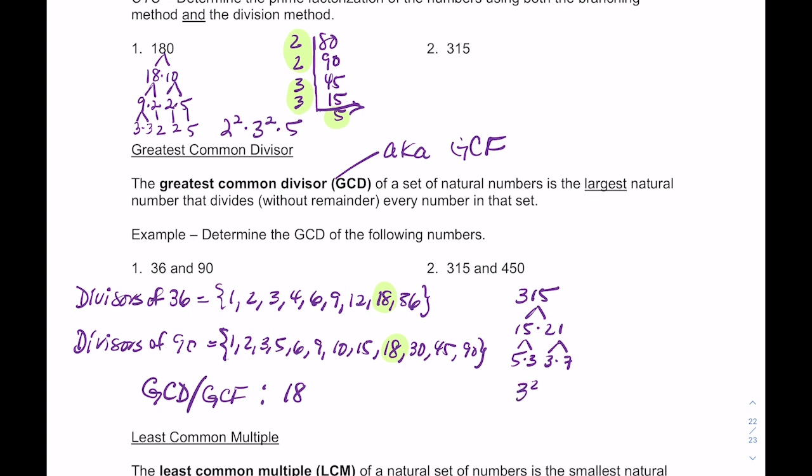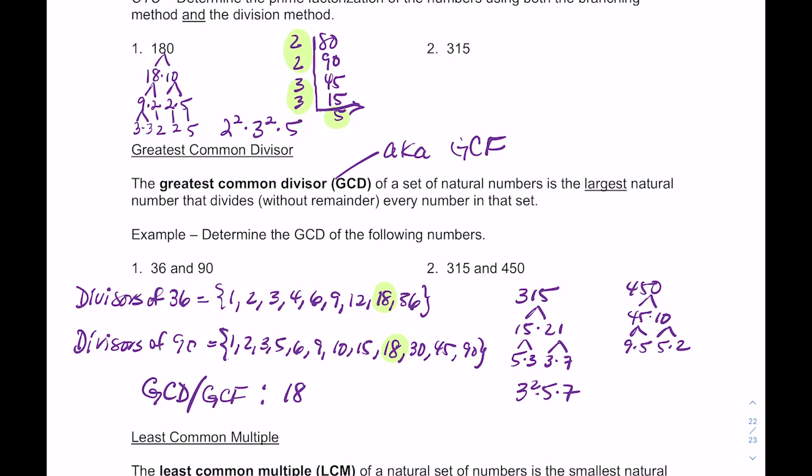315 would be 3 squared times 5 times 7. I'm gonna do the same thing for 450. If you solve for x here, you're going to get 2, because 450 ends in a 0, so it's divisible by 10, and 10 breaks down into 5 times 2. 45 breaks down into 9 times 5.